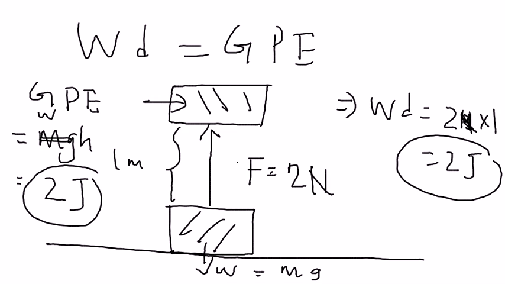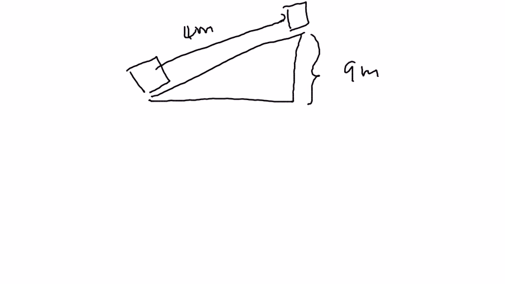Let's look at worked example 5 in your handout. It says there's this object on this slope. This object is moved from here to the top. It's 4 meter along the slope, and this is the vertical height, 9 meter. First they ask you what is the work done to move the box from P to Q.